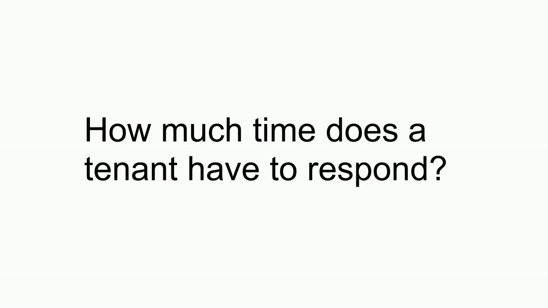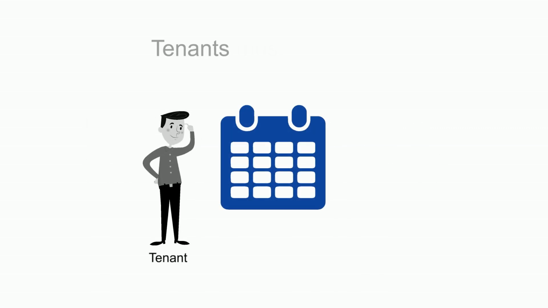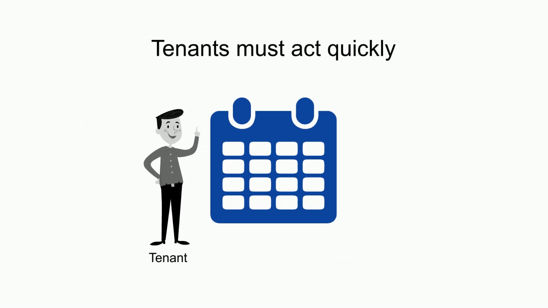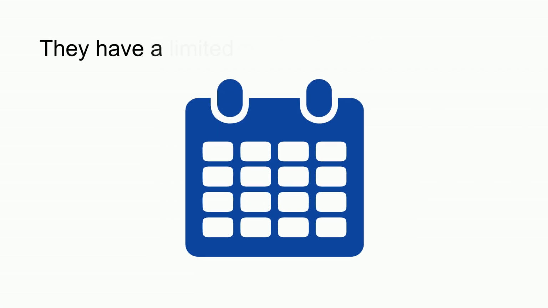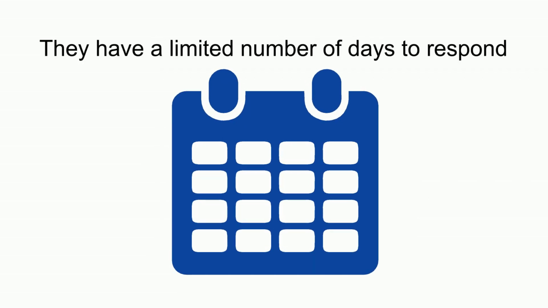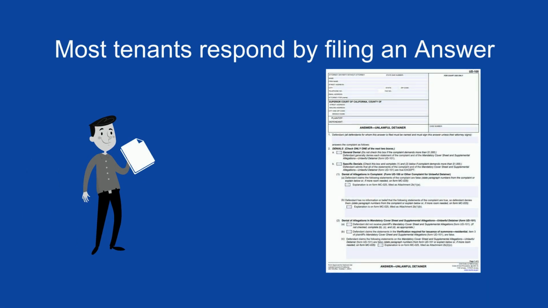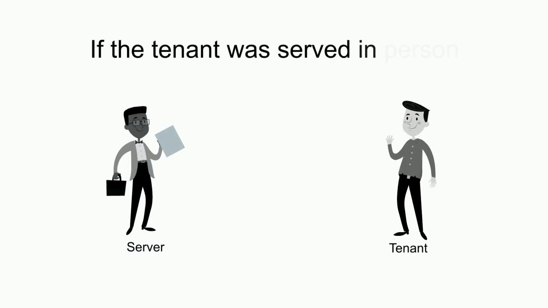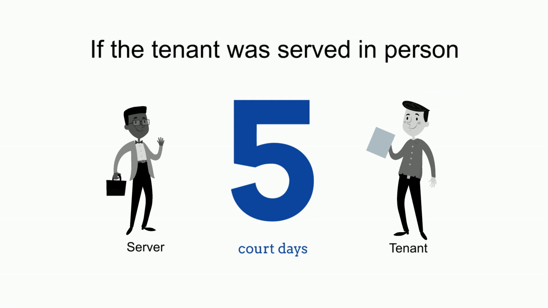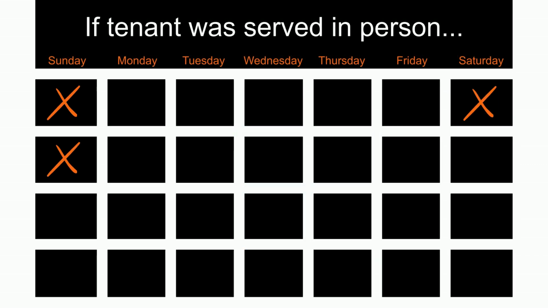How much time does a tenant have to respond once they are properly served with the filed court forms? Tenants must act quickly. Once they are served with the court forms, they have a limited number of days to respond. There are different ways to respond. Most tenants respond by filing an answer, Form UD 105. If the tenant was served in person, they will have 5 court days to respond, not counting Saturdays, Sundays, or court holidays. The day the tenant is served with the summons and complaint does not count. The next day will be day 1.